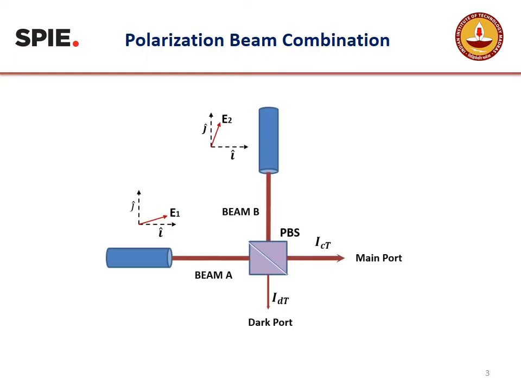The basic schematic diagram of a polarization beam combining setup is given here. In polarization beam combining, a polarization beam splitter is used in the reverse direction for combining two orthogonal polarizations. Here beam A and beam B are directed towards the PBS and combined together. We have outputs coming through two output ports since the beams are not ideal. In an ideal case, the only output will be I_CT. Since our beams are not considered ideal in this case, we will be getting some intensity in the dark port also, which is represented by I_DT.